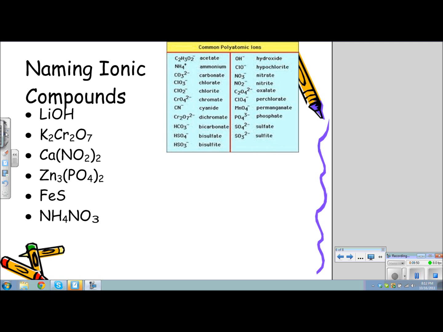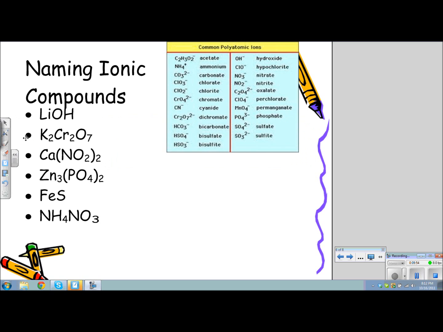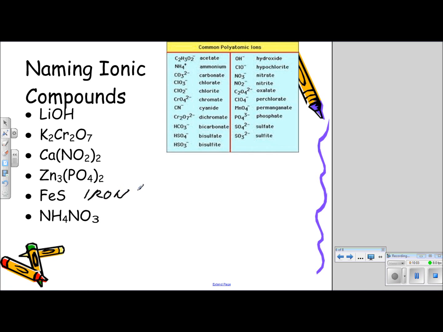I will go ahead and write this one down. Okay, I want the pen. All right, so I'm going to write this one down to be sure that you have written it correctly. Iron, Roman numeral 3, sulfide.